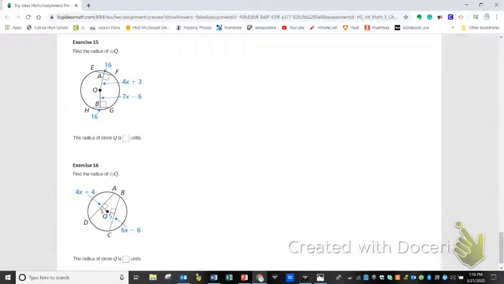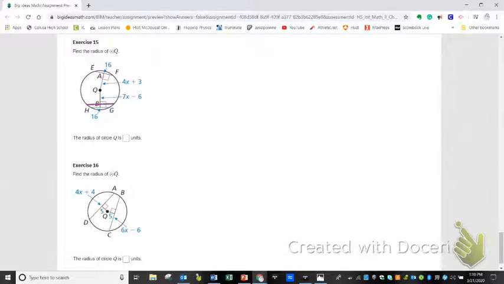On problem number 15 and 16, they want you to find the radius of the circle, the distance from the center to the edge. The given information is that the length of chord EF is 16 and the length of chord HG is 16.